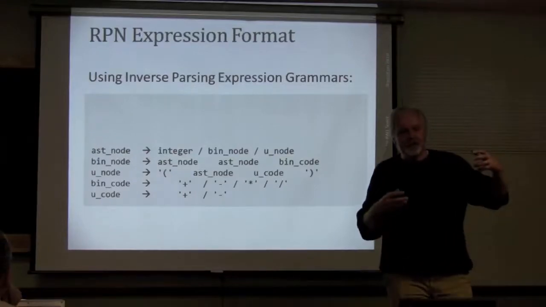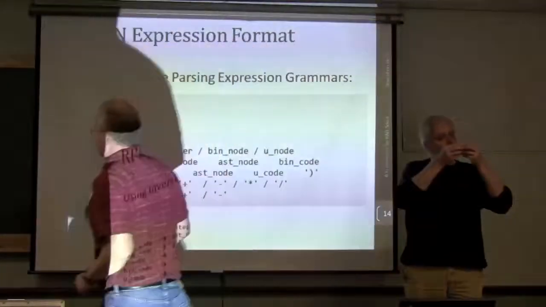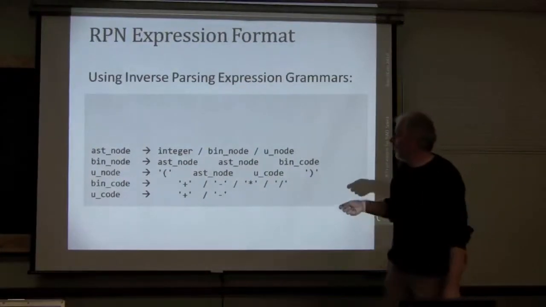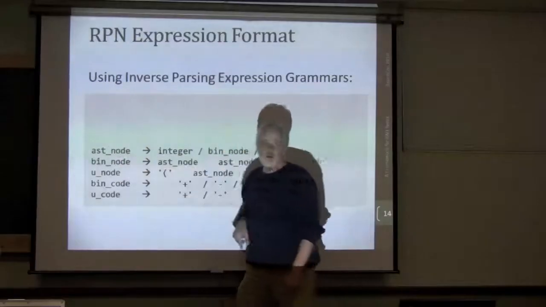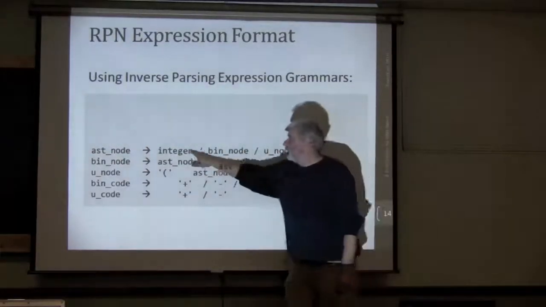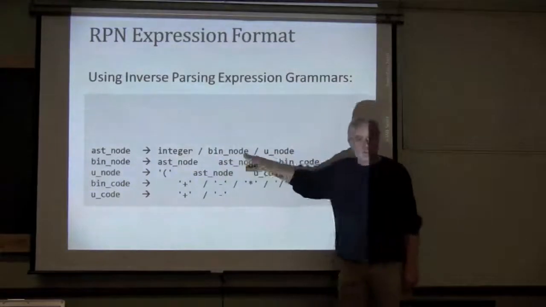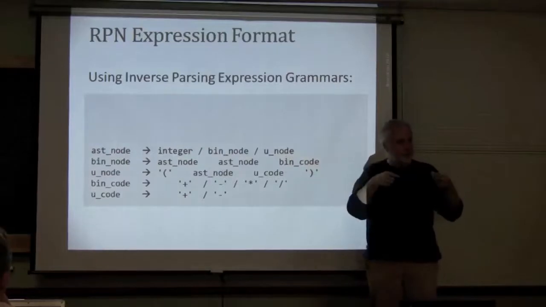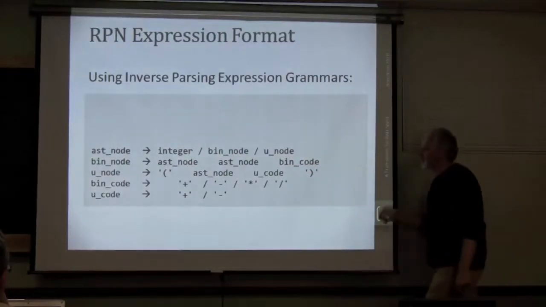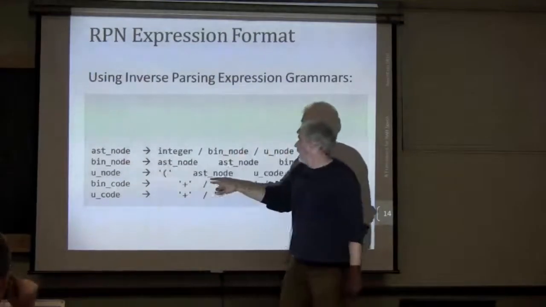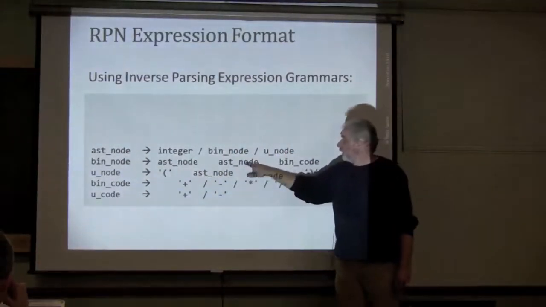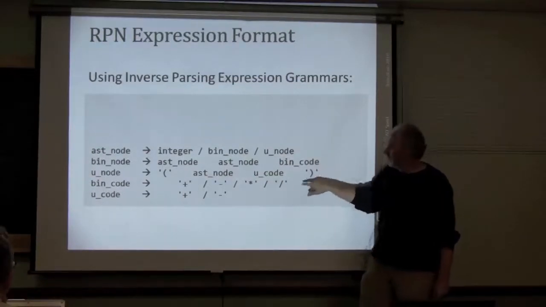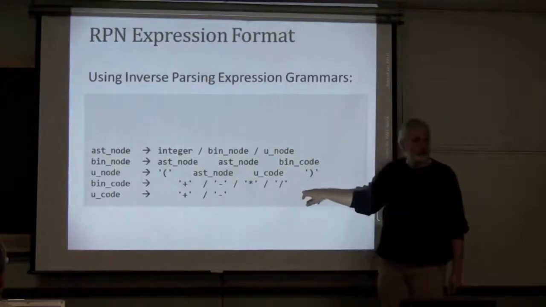Okay, let's assume we have an abstract syntax tree, just a data structure which expresses the expression in a tree structure in memory. And let's call that thing AST node. And we know that our AST node could either be an integer, a binary expression, or a unary expression, right? That's all we have in our mathematic operation there. On the other hand, a binary node is an AST node combined with a different AST node and some binary code, where the binary code is either one of the mathematic operations.